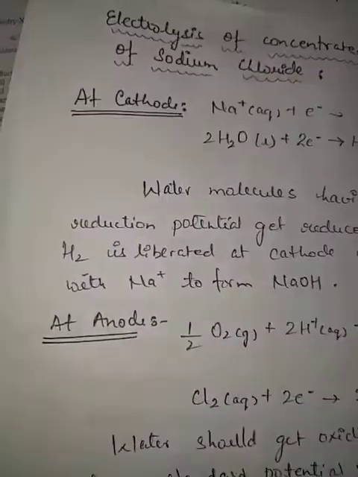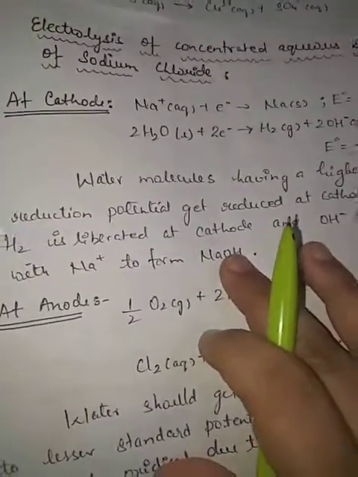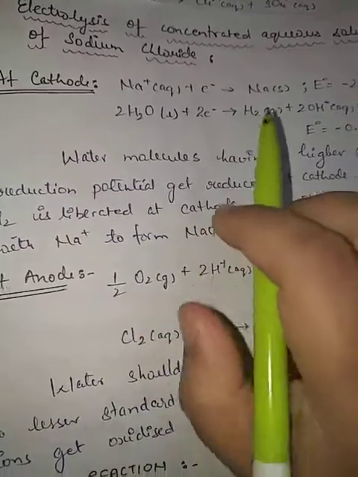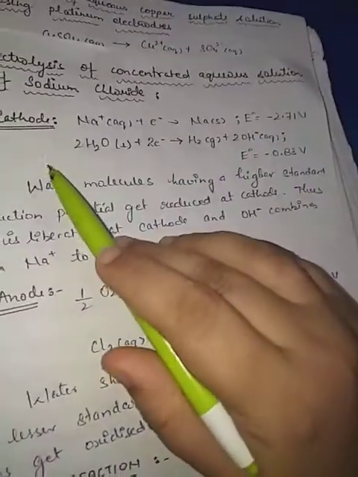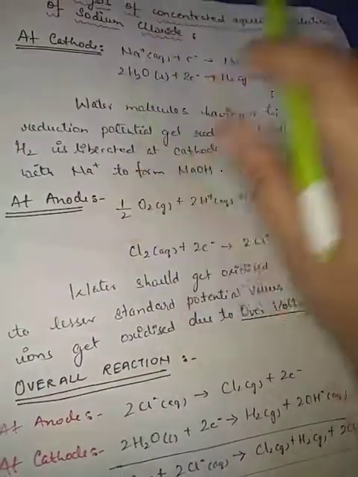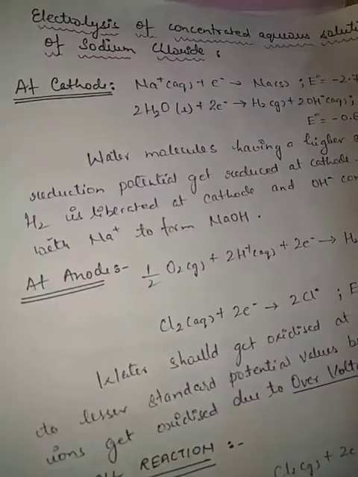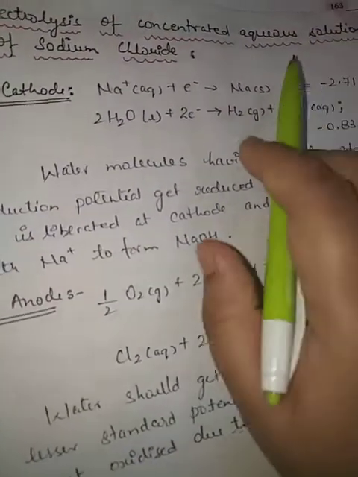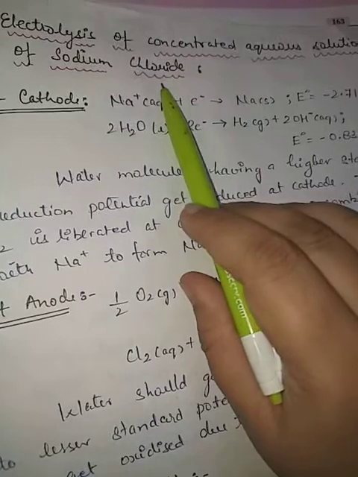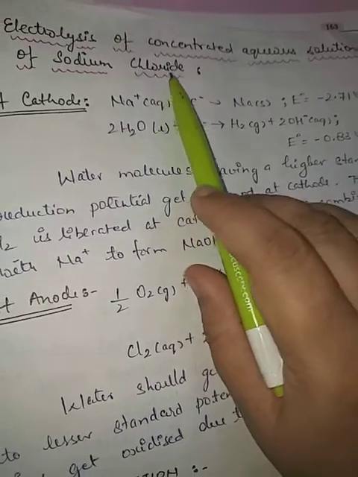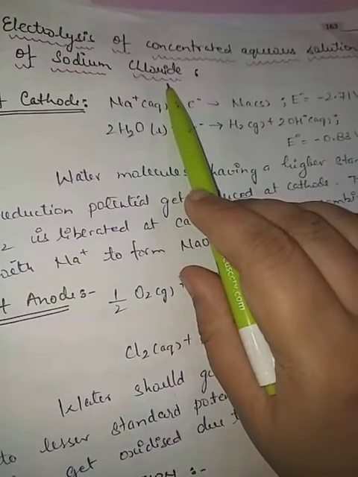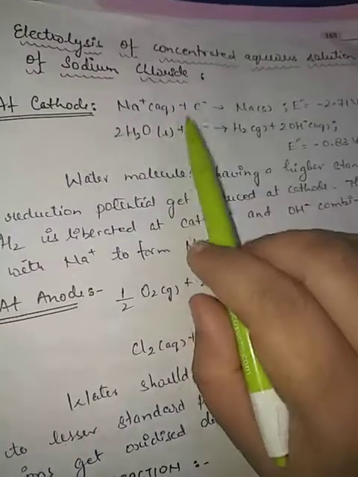Now we'll see the electrolysis of concentrated aqueous solution. See, there we have taken molten NaCl. Here we have taken an aqueous solution of NaCl. Aqueous solution means we have mixed sodium chloride in water, brine.